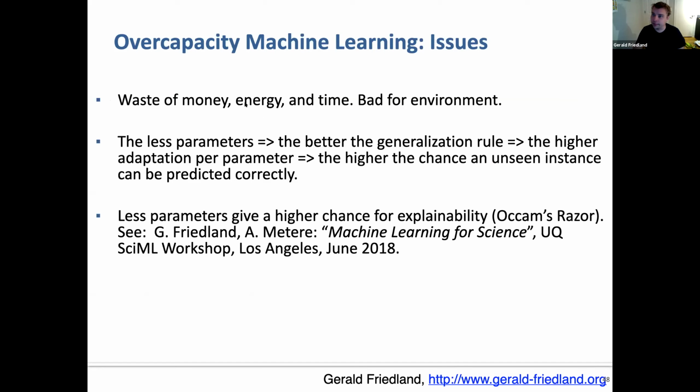That's the reason why we have all this hyperparameter tuning, because we don't know how things work. We want to build things like batteries incrementally. It's bad for the environment after all. And the fewer parameters, the better the generalization. Each parameter can pick up more stuff. The higher adaptation per parameter, right? It's just intelligence, the ability to adapt to change. And the higher the chance an unseen instance can be predicted correctly, okay?